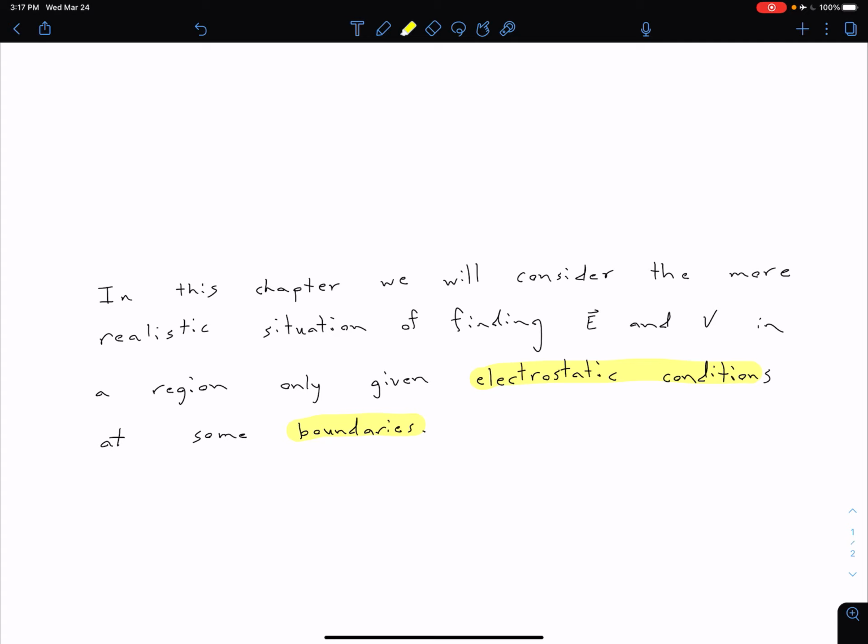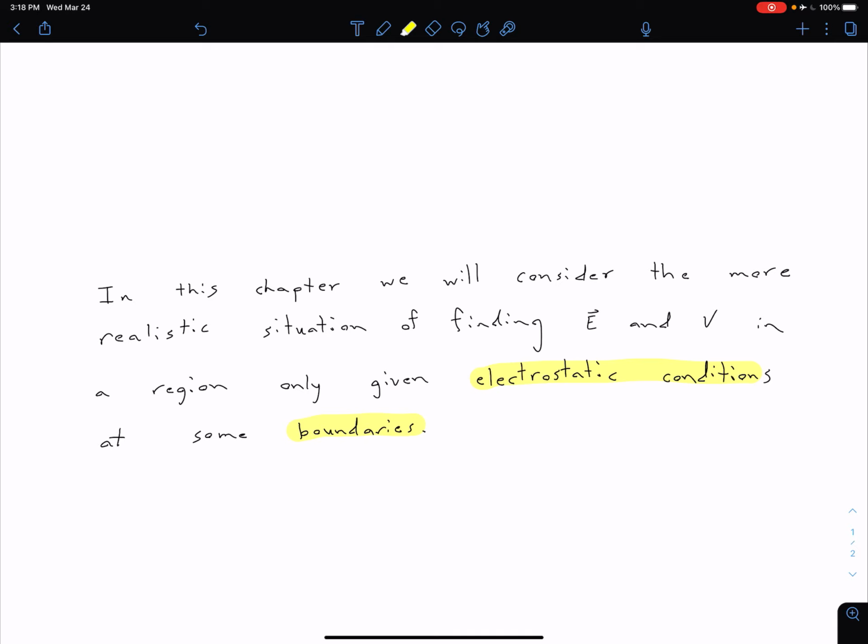The simplest case, which we'll come back to in a later example, is a capacitor. For a parallel plate capacitor, maybe we know the voltage on our two plates, and knowing that, we could figure out our electric field and voltage and a lot of other quantities, as we're going to see later, based on just the boundary values of that electrostatic condition.